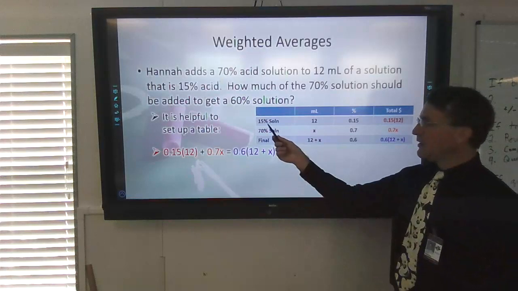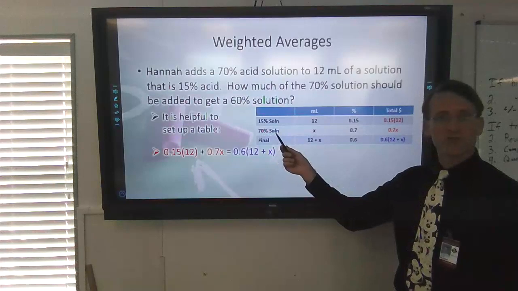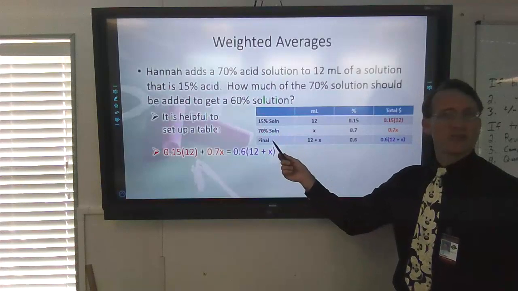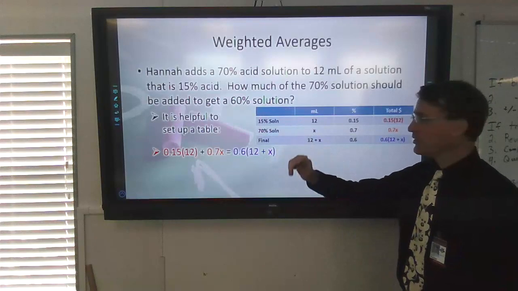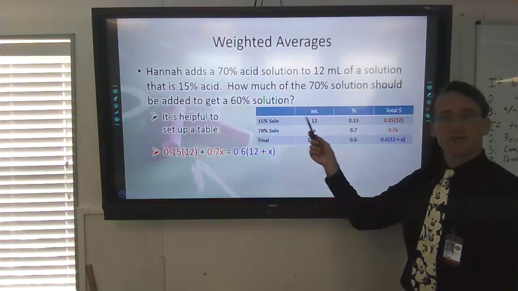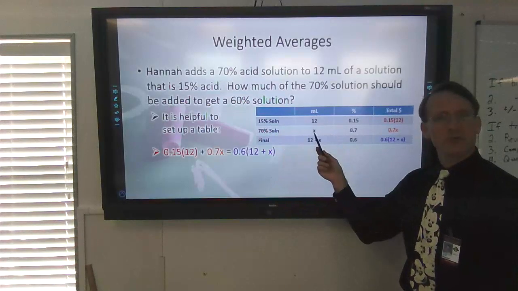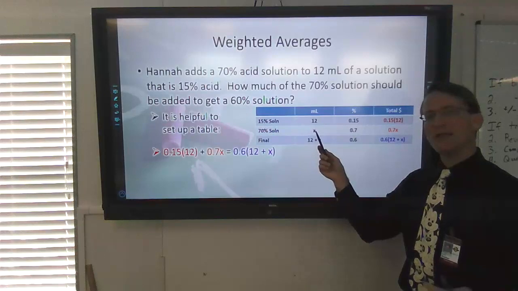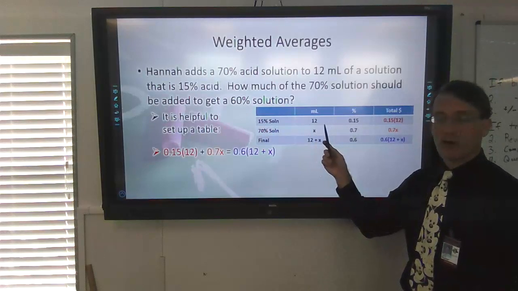So to begin, I have my original solution of 15% solution. I have a 70% solution, and then I have my final solution that I want to be 60% solution according to my problem here. How much do I have of the 15% solution? I have 12 milliliters of it. How much of the 70% solution? Well, that's what I'm trying to figure out. How much do I need to add to this 15% solution in order to get what I want?